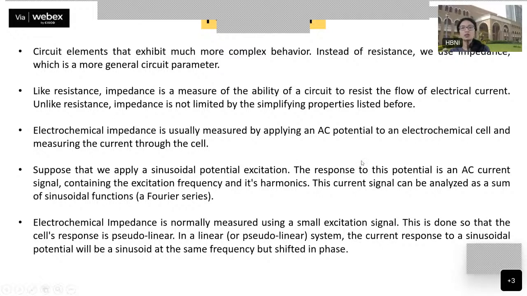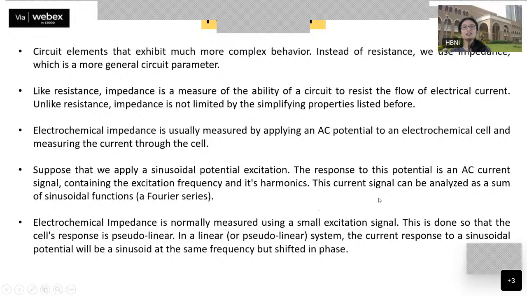So, as I said, the electrochemical impedance is usually measured by applying a small alternating current potential to an electrochemical cell, and then you measure the current which is passing through the cell. Suppose you apply a sinusoidal potential excitation. The response to this potential is going to be an AC current signal, and this contains the excitation frequency as well as its harmonics. This current signal can then be analyzed as a sum of all the sinusoidal functions, and this is known as a Fourier series.